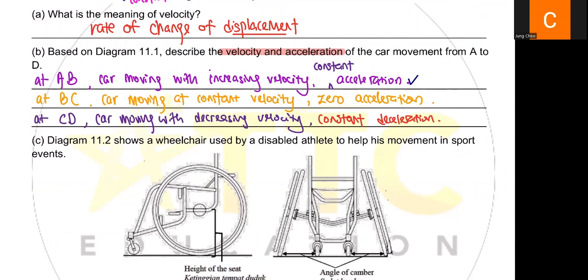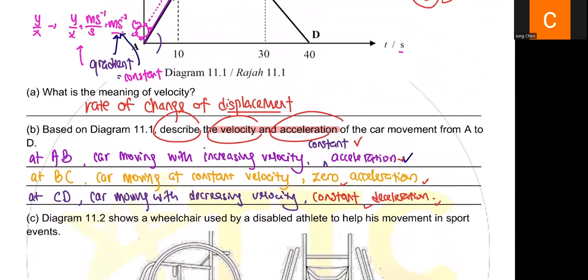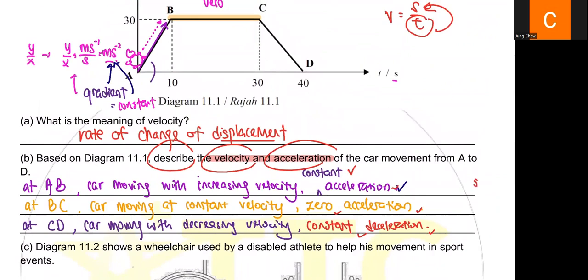Okay, remember you always need to have a word like constant, increasing, decreasing. You need to use description. Remember, guys, describe velocity, describe acceleration, you will need two words. Okay, can? So now this is the first part of the theory essay. This might be somewhere 5 marks, guys. This one maybe about 1 mark.